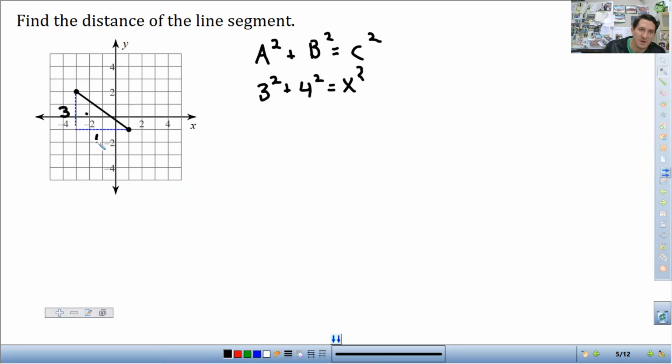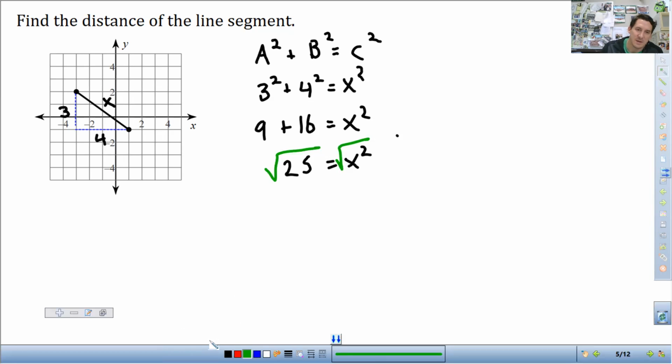So there's 3, 4, x. So you get 9, 3 squared is 9, 4 squared is 16, x squared is x squared. 9 plus 16 is 25. Solve for x, you're just going to square root both sides. So square root of 25 is 5. So the distance of this segment is 5.